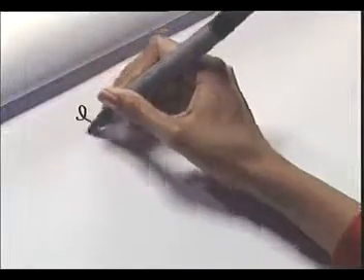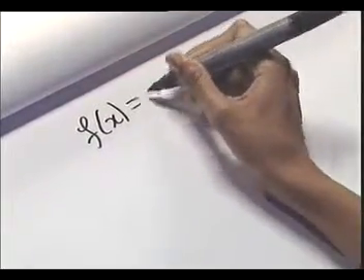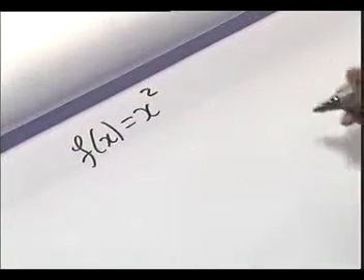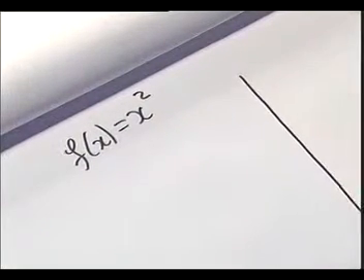Not all functions have straightforward inverses. Let's look at f of x equals x squared, and I'll just quickly sketch you a graph if I can.